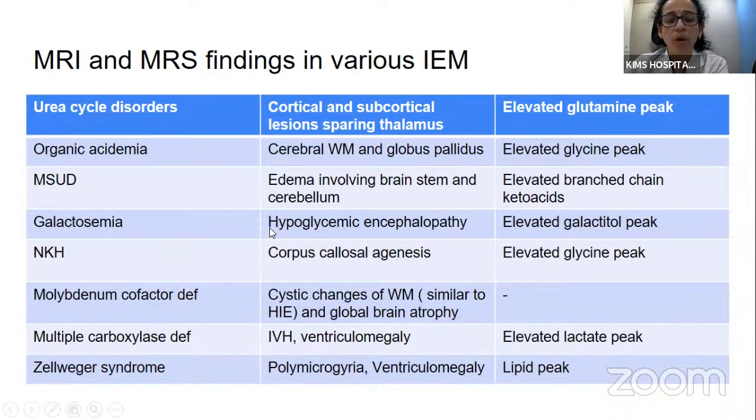In galactosemia, hypoglycemic encephalopathy changes are seen with elevated galactitol peak. In non-ketotic hyperglycinemia, there will be corpus callosal agenesis, although this may not be seen in all the cases. There will be corpus callosum hypoplasia with elevated glycine peak. In molybdenum cofactor deficiency, cystic changes of white matter similar to HIE and global brain atrophy kind of features will be seen. In multiple carboxylase deficiency, there will be intraventricular hemorrhage as well as ventriculomegaly with elevated lactate peak on MRS. Zellweger syndrome will show polymicrogyria and ventriculomegaly.